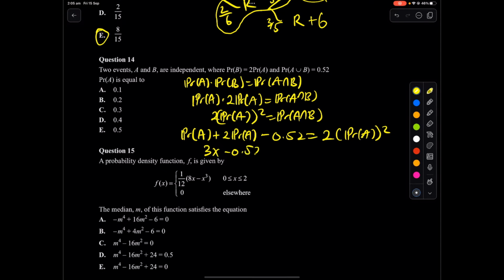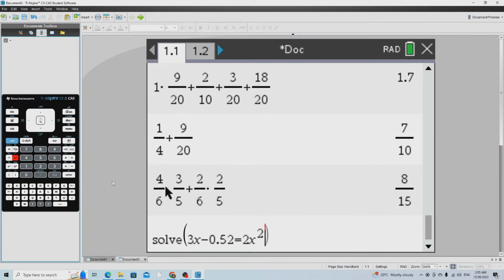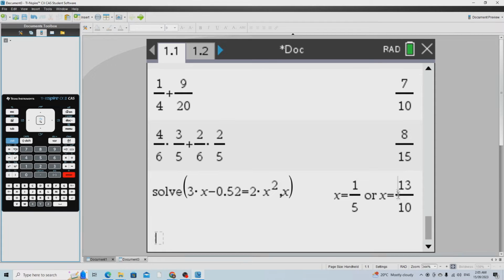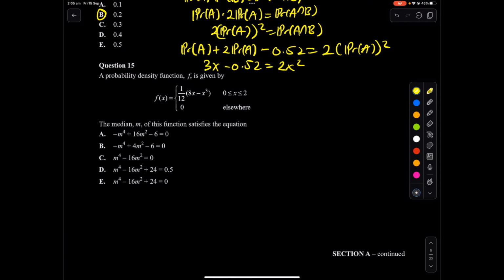Okay, let's say x is probability of A, so it'll be 3x minus 0.52 equals 2x squared. So I'm just going to solve it in my calculator. Solve 3x minus 0.52 equals 2x squared, for x. So it cannot be this one because this is greater than 1. Probability is less than 1. So it's this one. So 1 over 5, which is, to be exact, 0.2. So choose B.